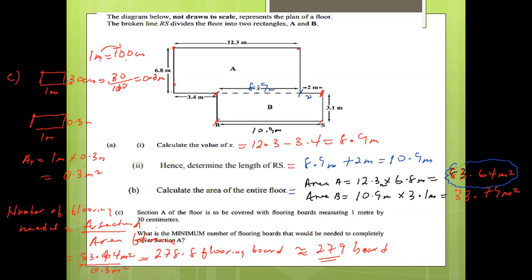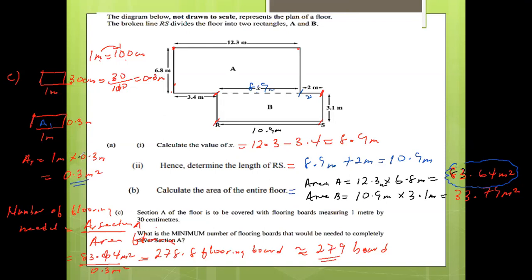Now, the tile you are going to use is 1 meter by 30 centimeters. But the tile dimensions are not in the same unit. So the first thing we have to do is change it to the same unit. We change the 30 centimeters to meters by dividing by 100 and we get 0.3. Follow me through so far. So the length and the width are 1 meter and 0.3 meter. We calculate the area for the tile, or the flooring board, 1 meter times 0.3, which gives me 0.3 meters square.